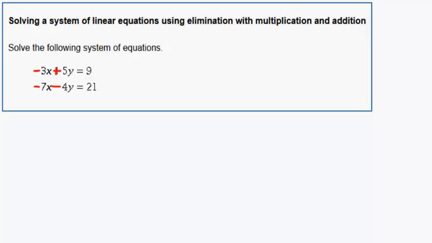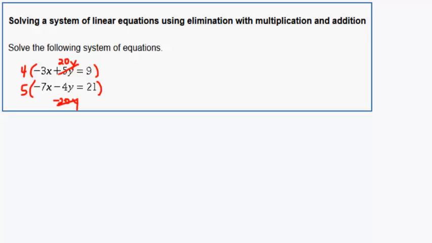We don't have to worry about the signs because we already have a positive and a negative. So I'm going to choose the y values there. I'm going to look for the least common multiple of 5 and 4, and that's going to be 20. So if I multiply this entire equation by 4, and this entire equation by 5, that's going to give me a positive 20y here and a minus 20y here, and then those in turn will cancel out.